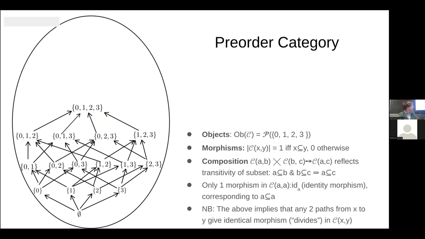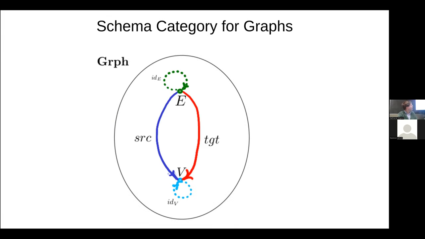What is the identity morphism on one of these sets here? What's the meaning of the identity morphism? A set is a subset of itself. Yeah, a set is a subset of itself in a trivial way.